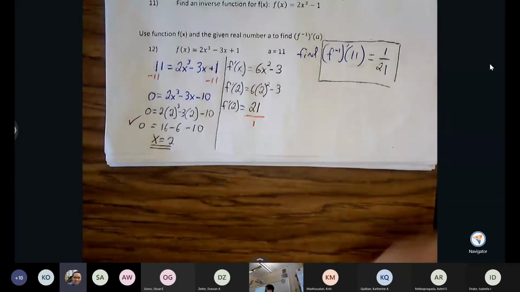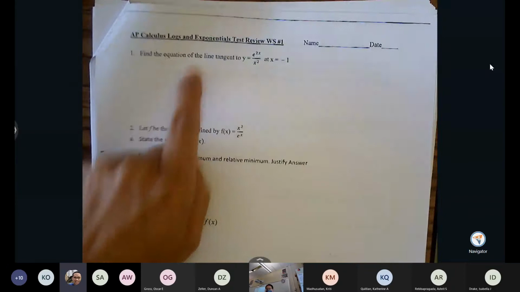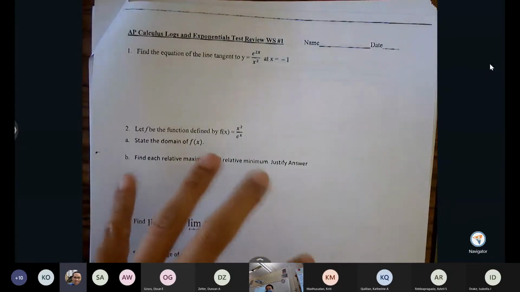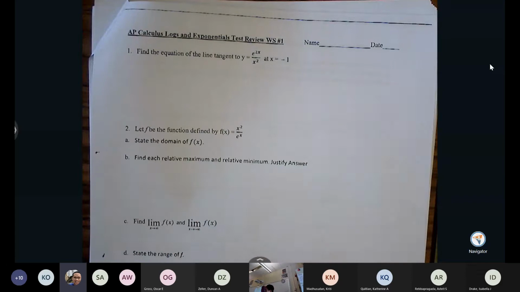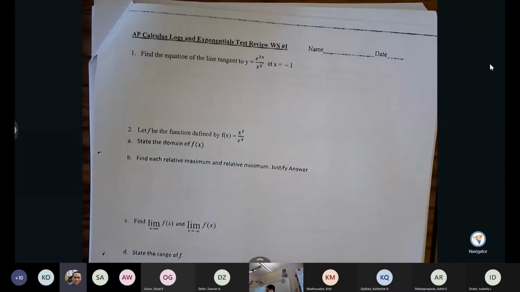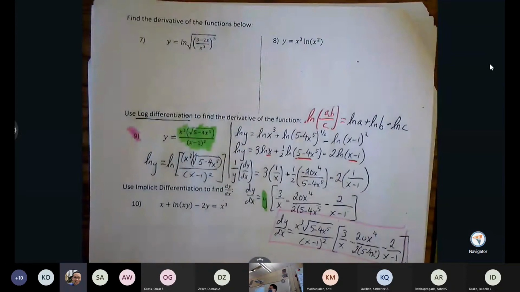So let's move to our test review worksheets. First problem is tangent line equation. I'm going to skip that, come back to it later. Number 2 is similar to f prime sign line, f double prime sign line. So we'll skip that. And then let's look at a particle motion. It's been a while since we've seen particle motion, so let's do that one. This is number 3.